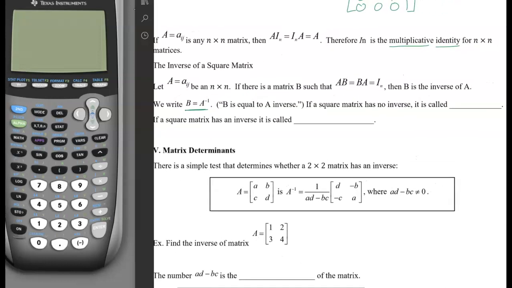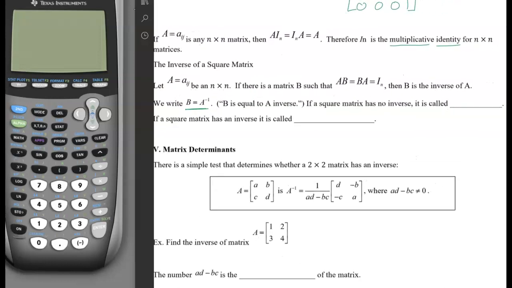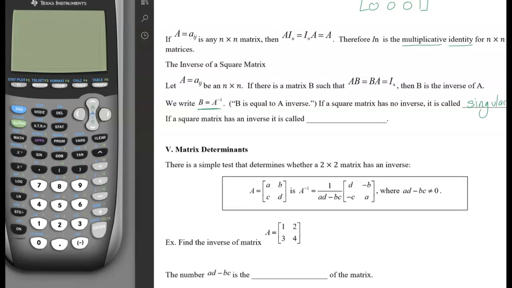Now, if a square matrix has no inverse, it's called singular. If a square matrix has an inverse, it is called non-singular.